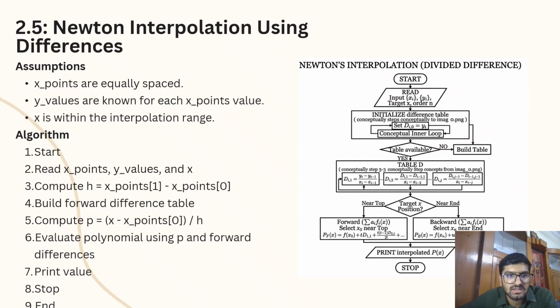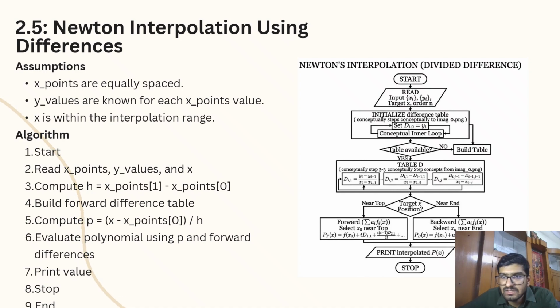The algo starts with reading the x points, y values, and x. Compute h equals x point 1 minus x point 0. Then build the forward difference table. Then compute the value of p, which is equal to x minus x point 0 divided by h. Then evaluate the polynomial using p and the forward difference table, and after computing the value, print the value as the answer of the interpolation, and then stop the algo.